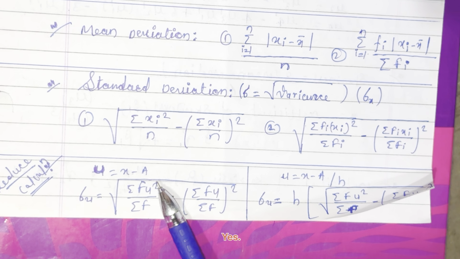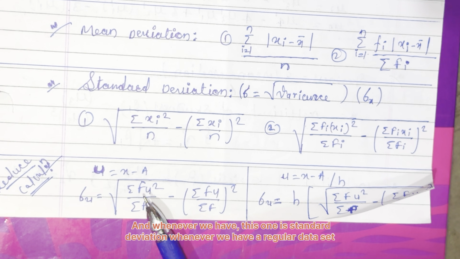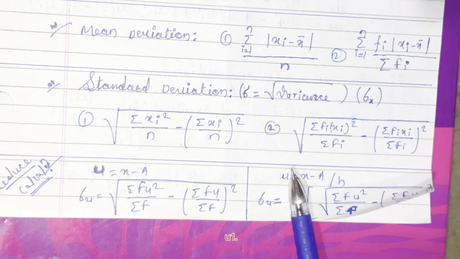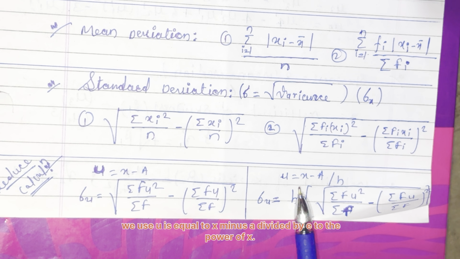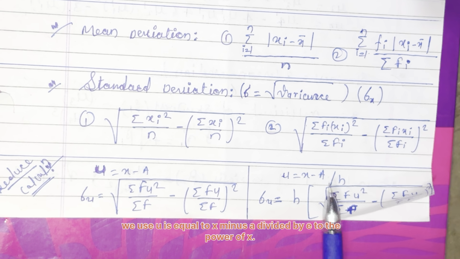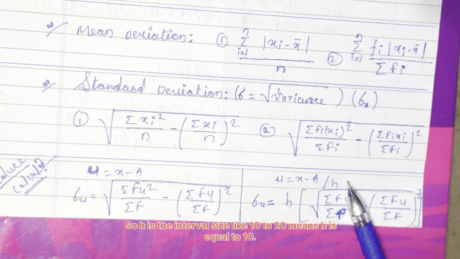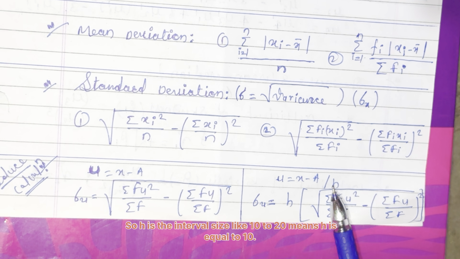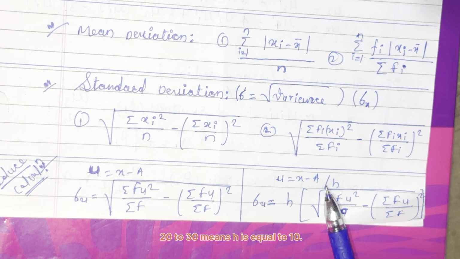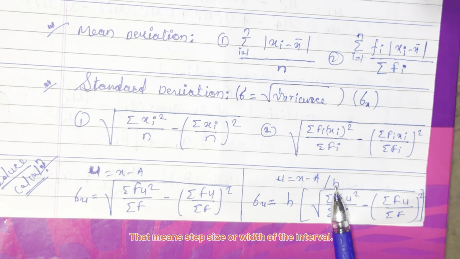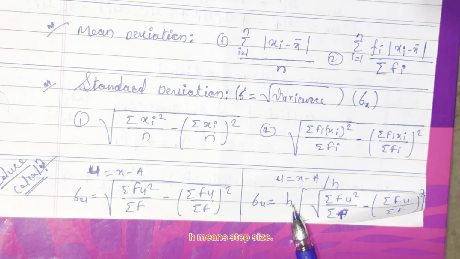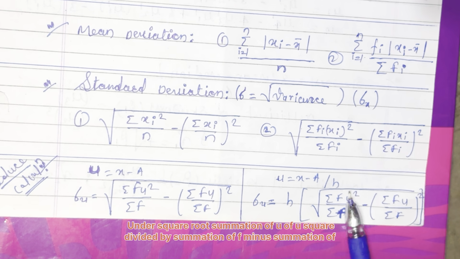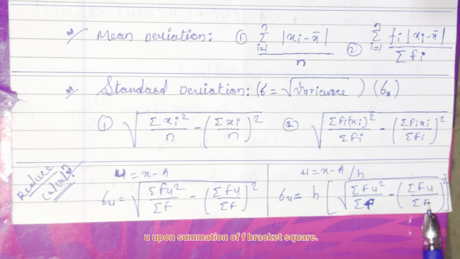This one is the standard deviation whenever we have a regular data set given. But whenever we have an interval type of data set like 10 to 20, 20 to 30, in such a case we use u equal to x minus a divided by h. Here h is the interval size, like 10 to 20 means h is equal to 10, 20 to 30 means h is equal to 10; that means step size or width of the interval. A is the middlemost value, x is the variable, and sigma of u is equal to h, the step size, under the square root of summation of f into u square divided by summation of f minus (summation of f u upon summation of f) bracket square.